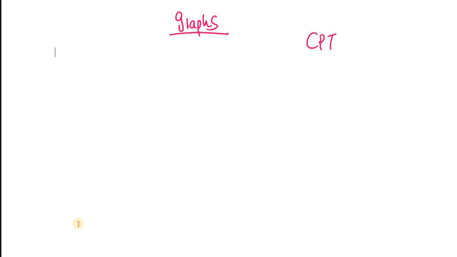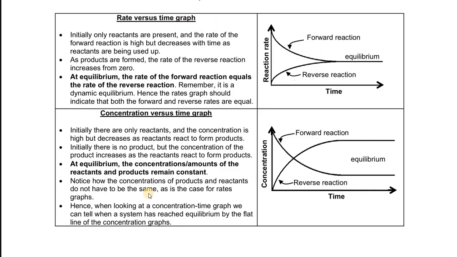So let's do this. We have two main graphs that we're going to be discussing: the rate versus time graph, and the concentration versus time graph. Now you need to know how to interpret them. The reaction rate graphs are going to be talking about the forward reaction and the reverse reaction. That is the rate graphs.